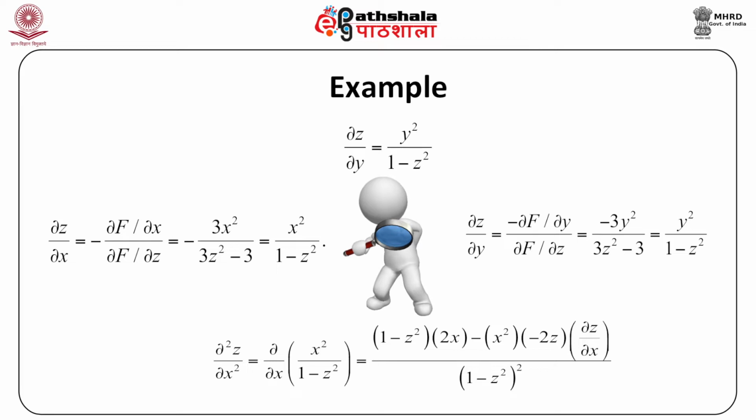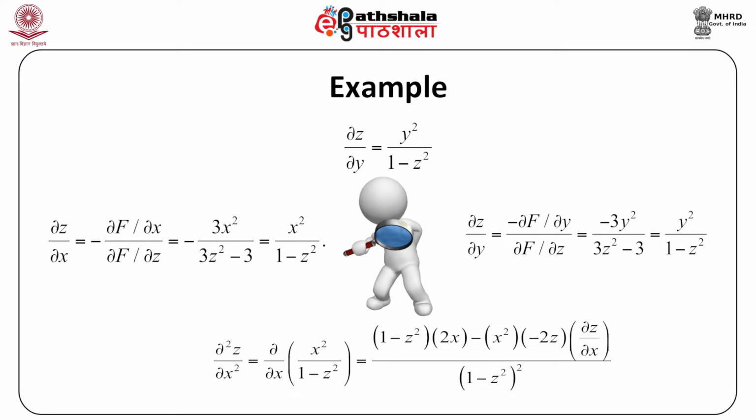by del x is equal to minus del f by del x over del f by del z, which is equal to minus 3x squared divided by 3z squared minus 3, which is equal to x squared by 1 minus z squared, and del z by del y is equal to minus del f by del y by del f by del z, which is equal to minus 3y squared over 3z squared minus 3, which is equal to y squared over 1 minus z squared.